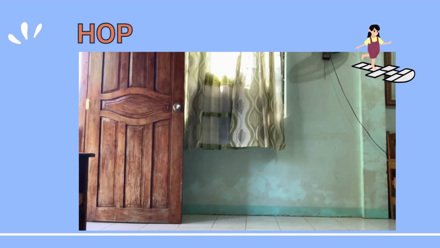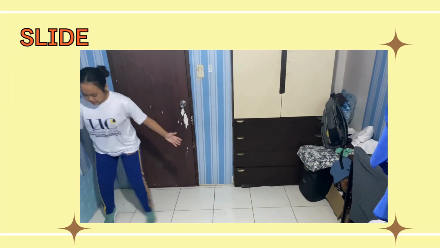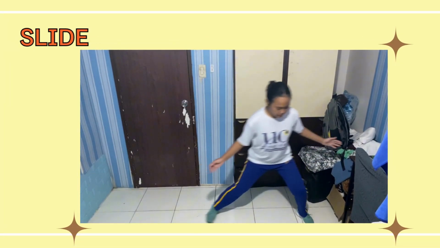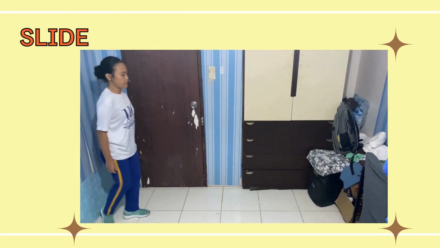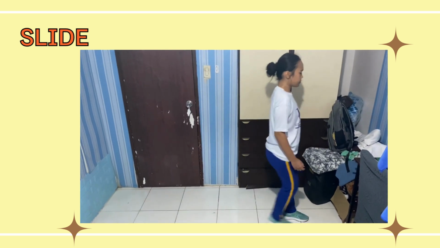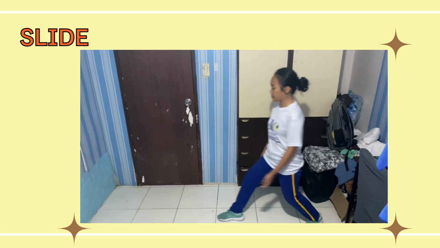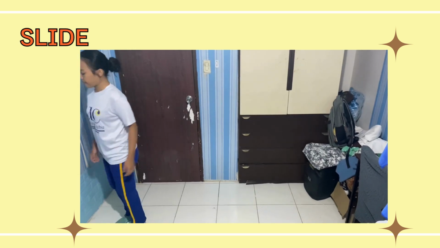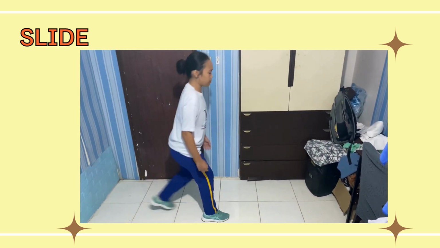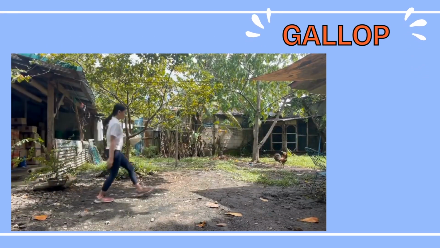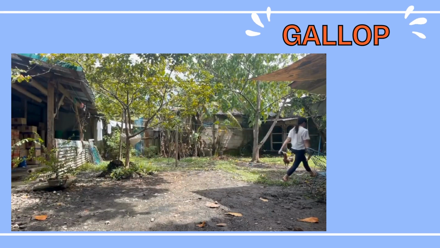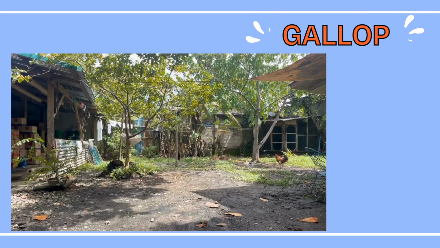Sliding locomotor movement is a smooth movement done by gliding on the floor sideward or forward using the right or left foot alternately. This is often used in dances, warm-ups, and physical activities that require smooth directional changes. Gallop: to run very fast and smoothly like a horse. It means to move forward quickly with big, lively steps.